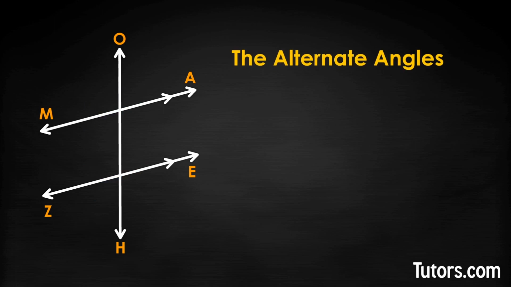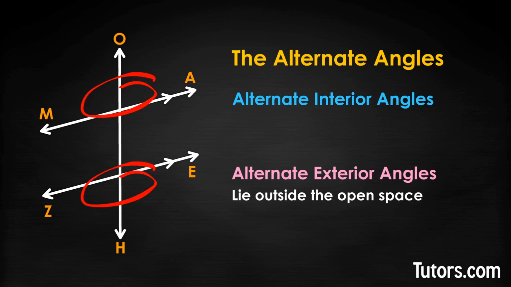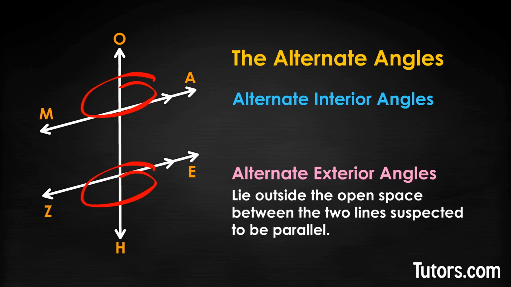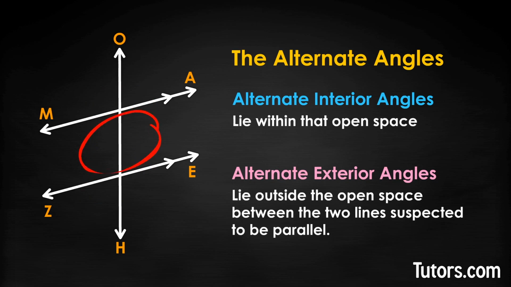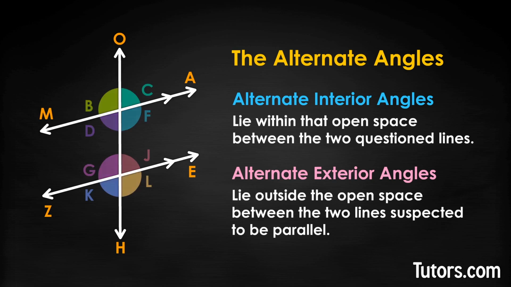Alternate angles as a group subdivide into alternate interior angles and alternate exterior angles. Exterior angles lie outside the open space between the two lines suspected to be parallel. Interior angles lie within that open space between the two question lines. In our drawing, angle B, angle C, angle K, and angle L are exterior angles. Angle D, angle F, angle G, and angle J are the 4 interior angles. Alternate angles appear on either side of the transversal. They cannot, by definition, be on the same side of the transversal.